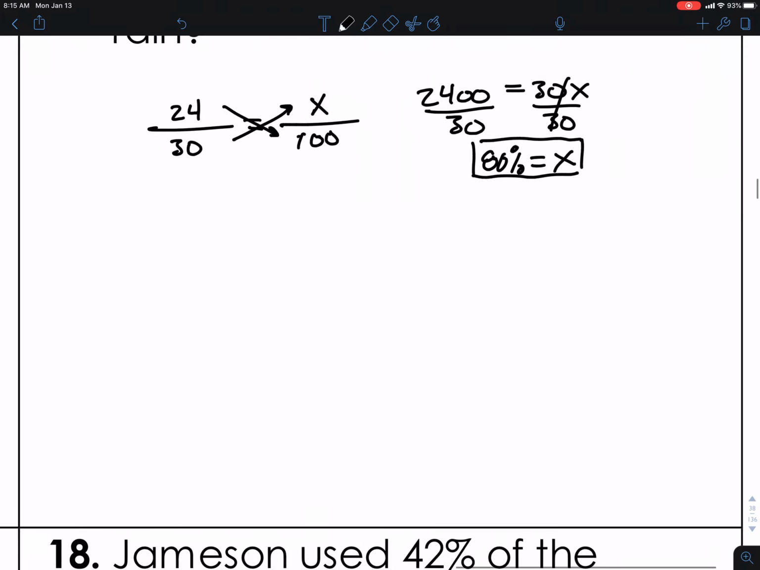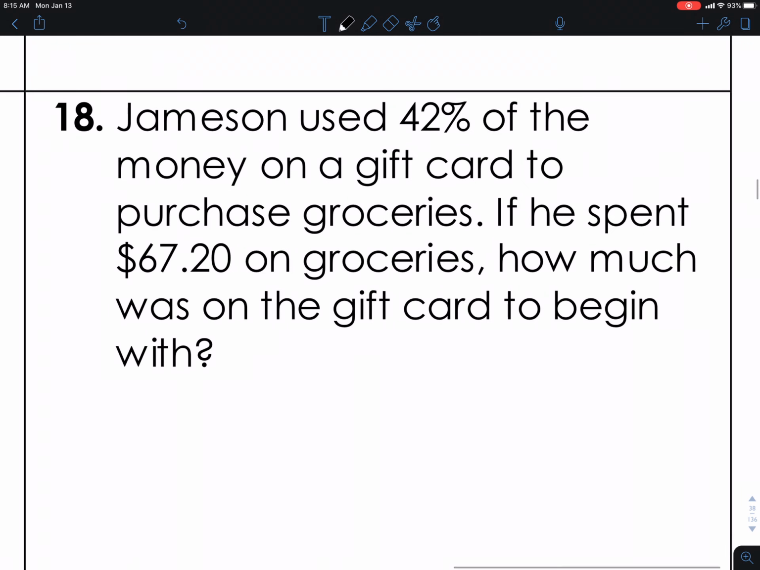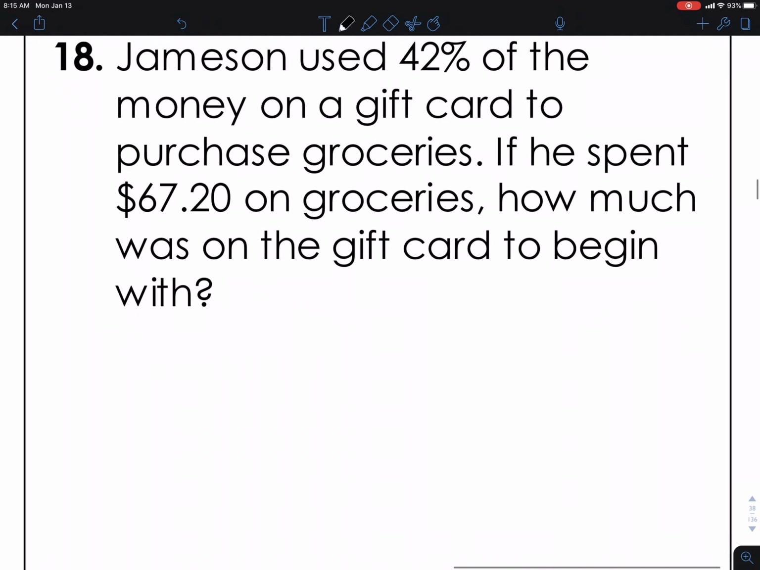Next one, last one, 18. Jameson used 42% of the money on a gift card to purchase groceries. If he spent $67.20 on groceries, how much was on the gift card to begin with? Okay, well, let's set it up. Every one of them is going to be set up like this. They gave us a percent. Okay, where's the percent go? Got to go here. So that goes down there. If you want, you can put percent on here. Just to remind you, those are percents.